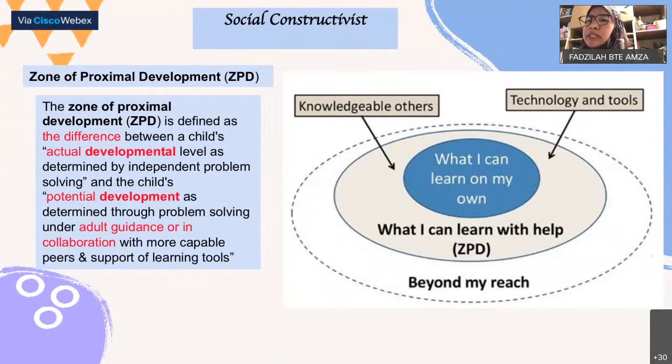So ZPD, what I can learn with help, if according to Bloom's taxonomy, is touching on more higher thinking skills, which you need to analyze. In order to analyze a text, okay, in order to synthesize your reading, okay, in order to give your opinion, you may need help from other people.